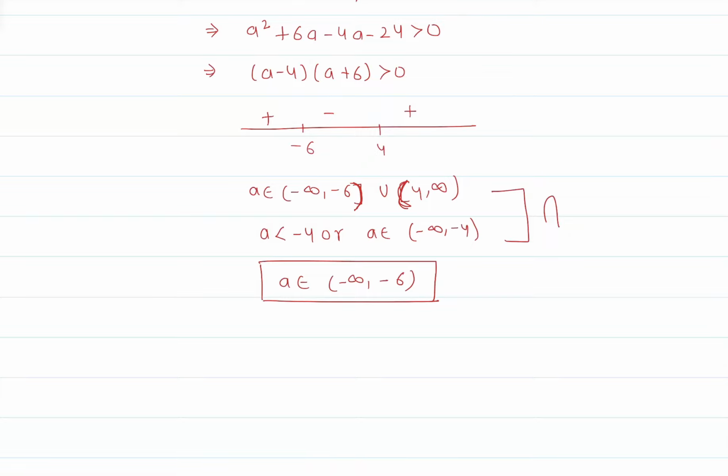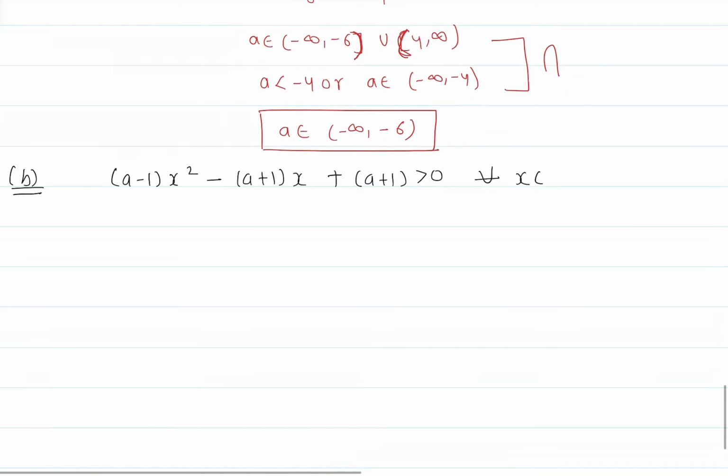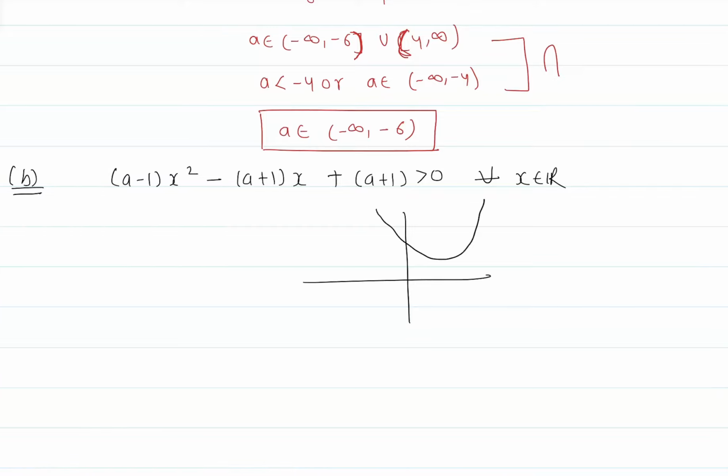In the second part, we have a quadratic polynomial, that is (a minus 1) multiplied by x square minus (a plus 1) multiplied by x plus (a plus 1) is greater than 0 for every x belongs to R. It means this quadratic polynomial should be greater than 0 for every x belongs to R. We want this case. For this case, the coefficient of x square should be greater than 0 and d should be less than 0. It means a minus 1 is greater than 0 and d is less than 0.